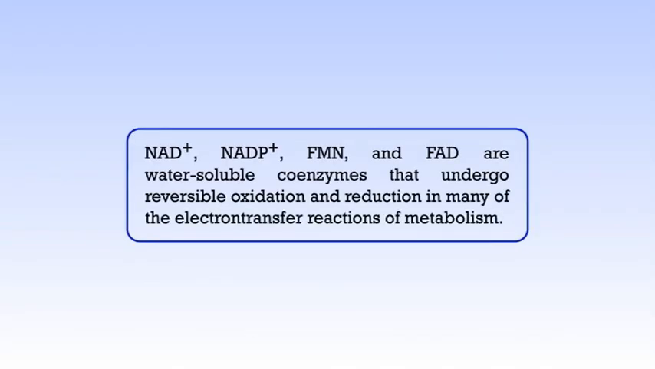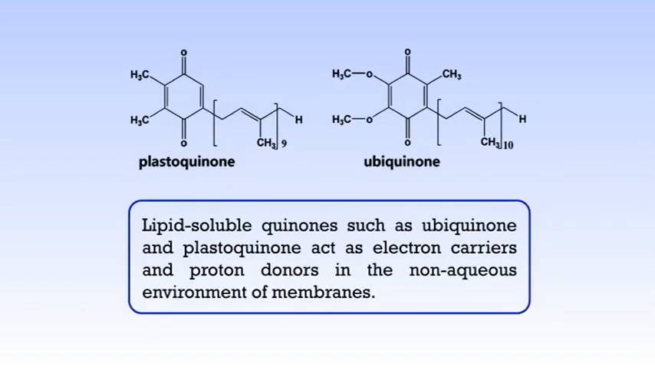NAD+, NADP+, FMN, and FAD are water-soluble coenzymes that undergo reversible oxidation and reduction in many of the electron transfer reactions of metabolism. Lipid-soluble quinones, such as ubiquinone and plastoquinone, act as electron carriers and proton donors in the non-aqueous environment of membranes. Iron-sulfur proteins and cytochromes, which have tightly bound prosthetic groups that undergo reversible oxidation and reduction, also serve as electron carriers in many oxidation-reduction reactions. Some of these proteins are water-soluble, but others are peripheral or integral membrane proteins.